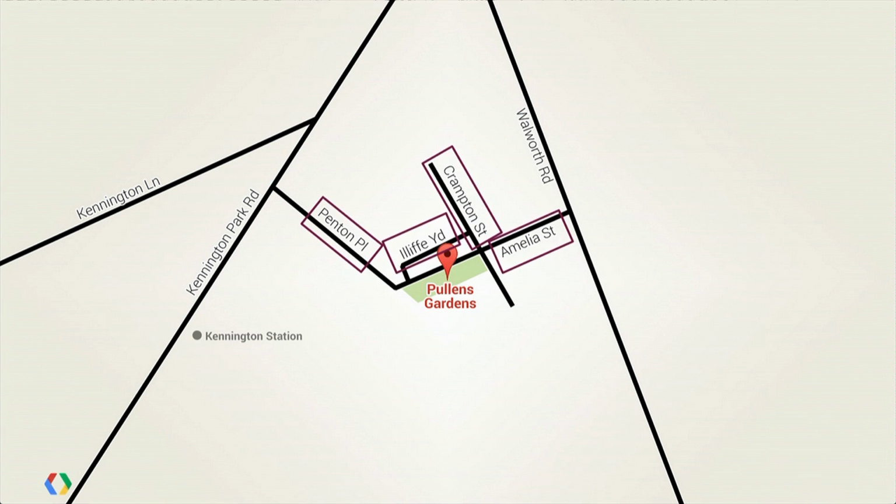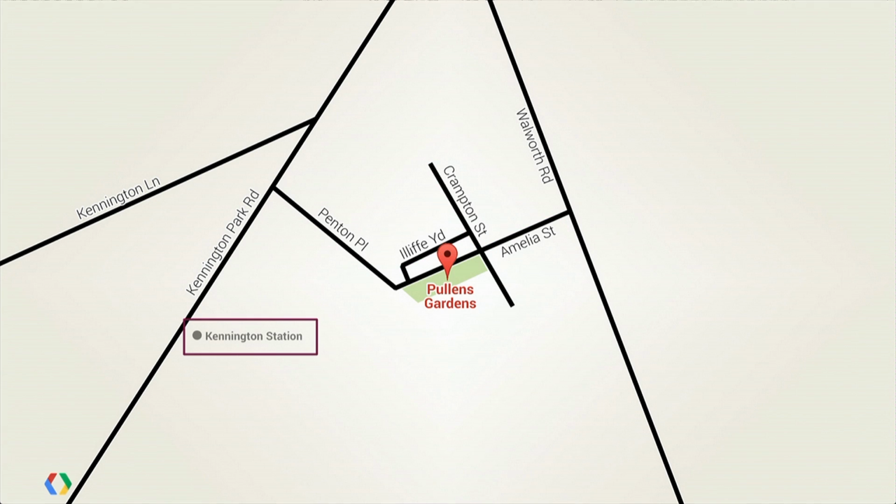But the other thing we did was we drew Penton Place, Amelia Street, Crampton Street, Iliff Yard, all of these more minor streets that you need to take to get to the Pullens Gardens from the major streets. We made sure that those were highlighted and labeled as well. And of course, there's only one point of interest that's really important for this one, which is Kennington Station. This is the local subway station that you'd need to get there. But you could imagine that if there's other major landmarks nearby, perhaps where you're going to be turning off the streets, they would be an important thing to show as well.